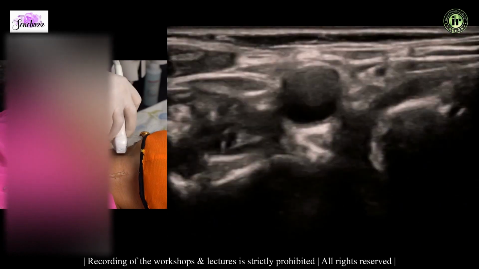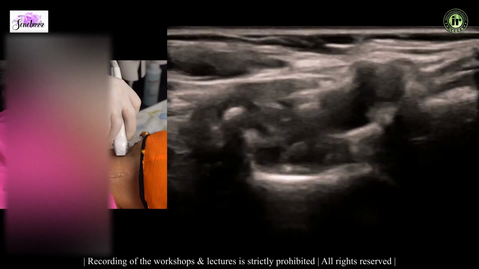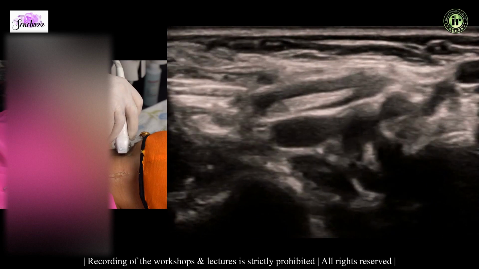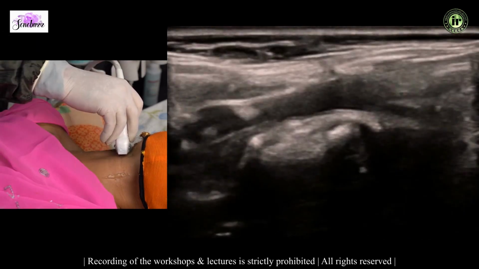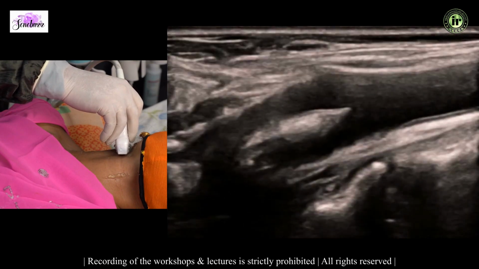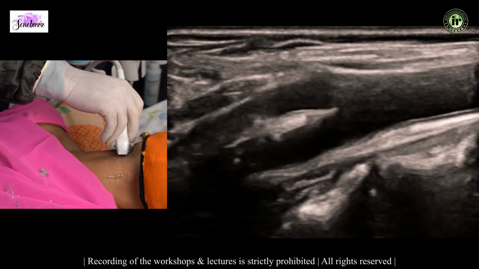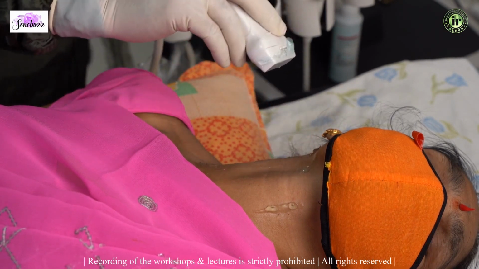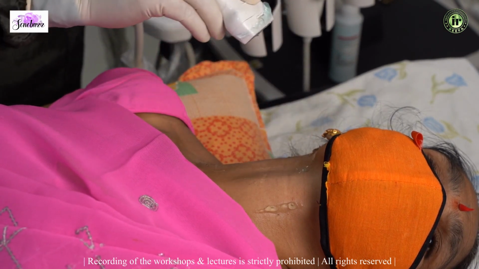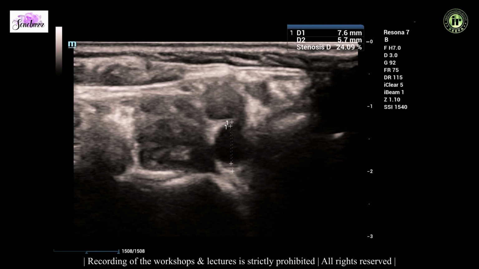Now in this patient, because the carotid lies much posteriorly, I will have to go from a lateral aspect to get the internal carotid artery in a transverse position. Once I have gotten that, I'm going to freeze the image and ask my machine to help me calculate the diameter reduction.